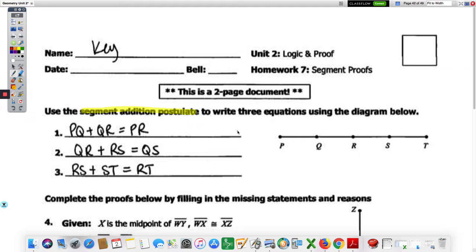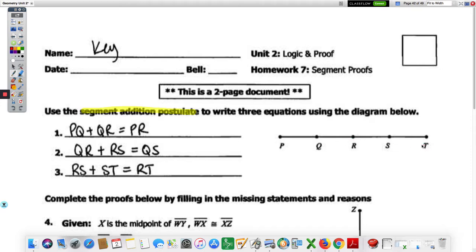And there's actually four different things that you could have written instead of just three. But what they wrote was, what I have up here is, if the distance from P to Q plus the distance from Q to R will equal the distance from P to R. And the distance from Q to R plus the distance from R to S will equal the distance from Q to S. And that the distance from R to S plus the distance from S to T will equal the distance from R to T.